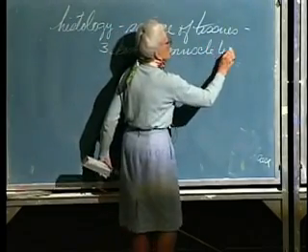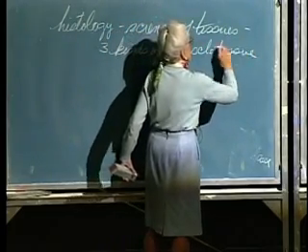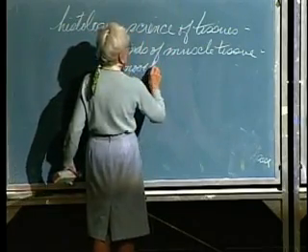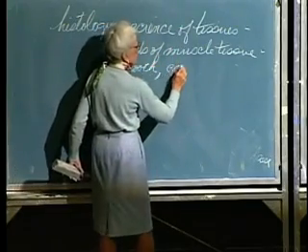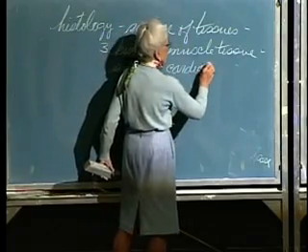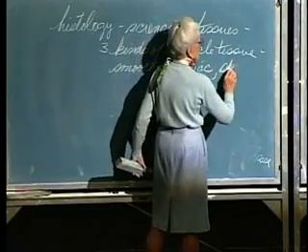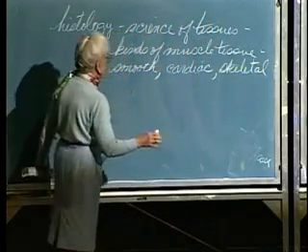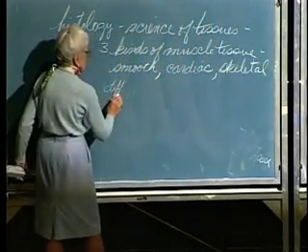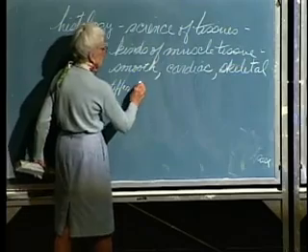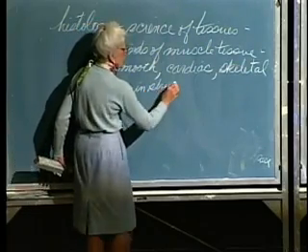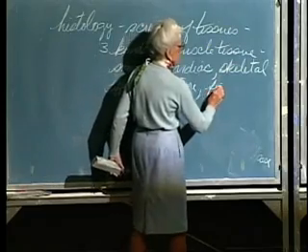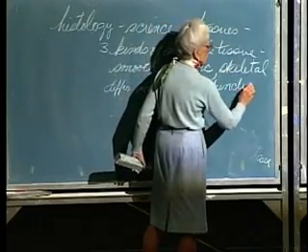And we have 3 kinds of muscle tissue. We have smooth, cardiac, and skeletal. These all differ in structure, in function, and location.